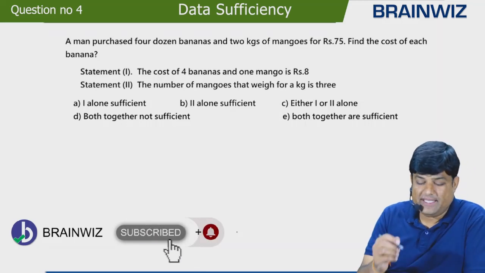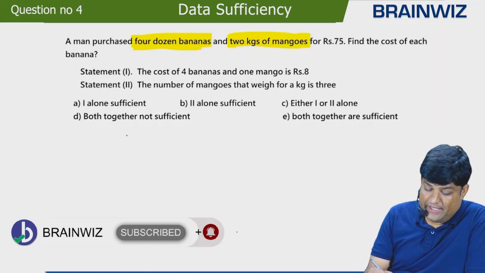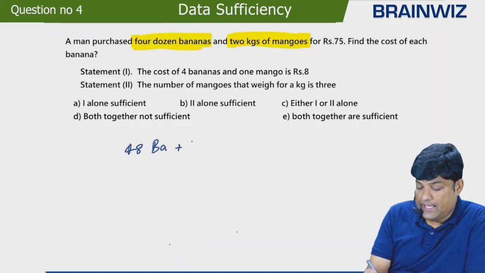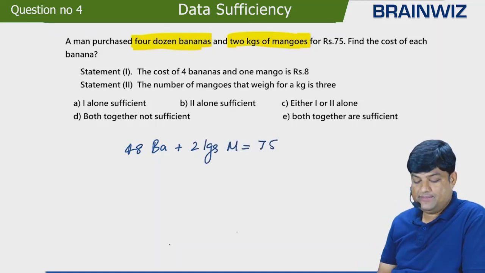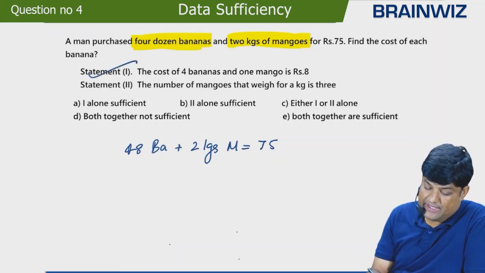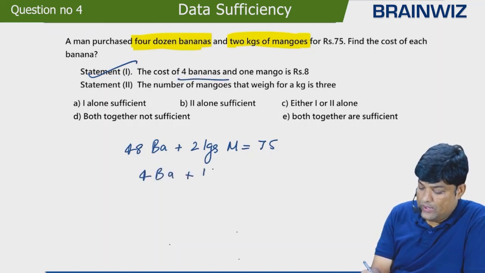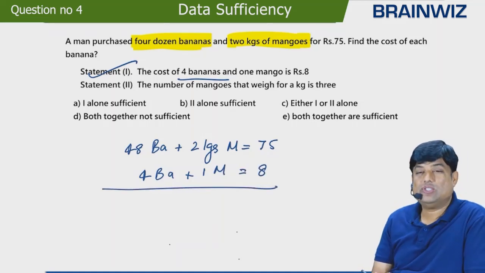Students, it's a little bit easy because already in the question he gave you some data. What data he gave you? 48 bananas along with 2 kg mango is 75 rupees. So already he gave you one equation. So let's take the help of the second statement. He told you in the second, 4 bananas plus 1 mango is 8 rupees. So I think we can solve this equation.